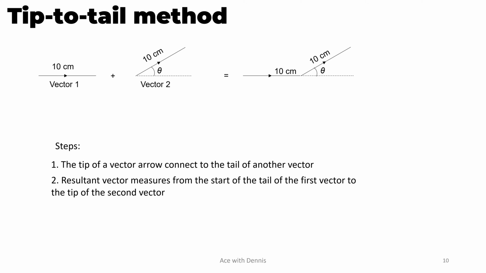So the resultant vector measures from the start of the tail of the first vector to the tip of the second vector, which looks like this. Okay, so this will be the resultant vector. Let's look at another example.